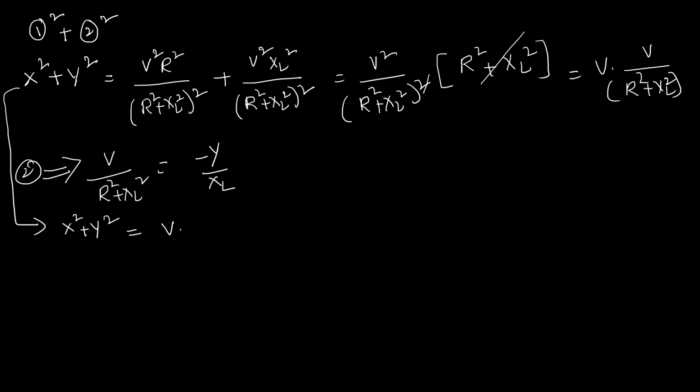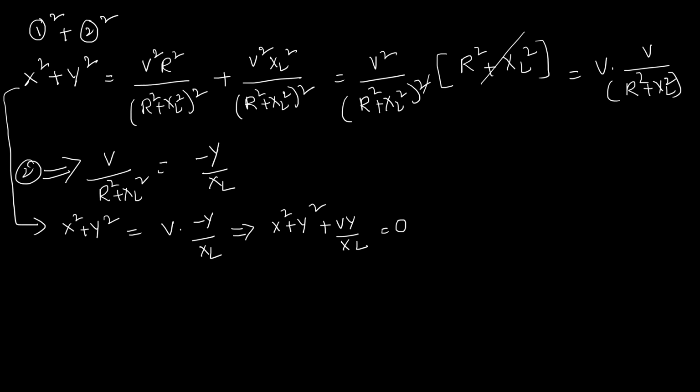Instead of that portion, we can write minus y by xl. So it can be modified in this way: x square plus y square plus vy by xl equal to 0. So it can be even more simplified. How can we simplify?